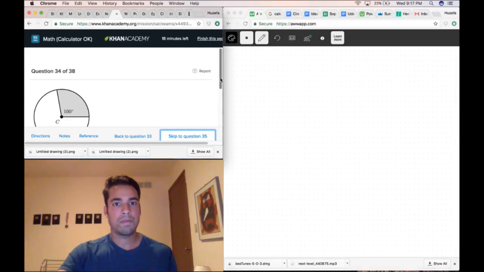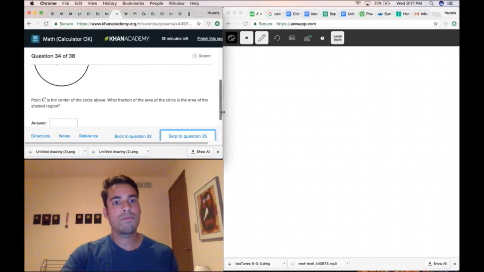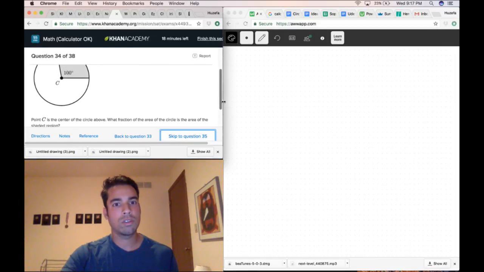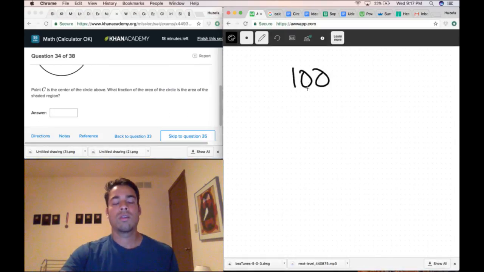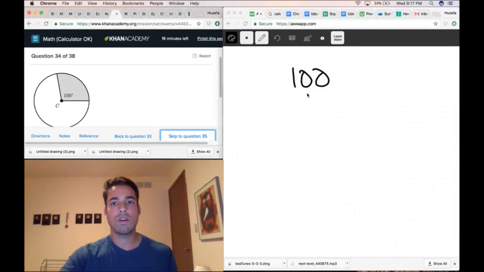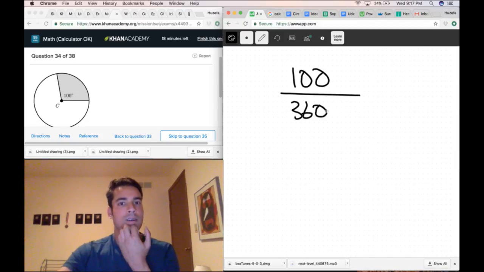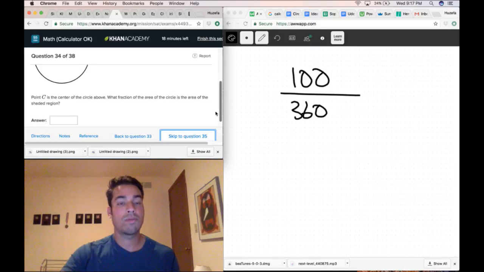Okay, let's see this guy. 100 degrees. Point C is the center of the circle above. What fraction of the area of the circle is the area of the shaded region? So all we got to do is just realize that it's a sector, and we know the percentage based on that angle. Over, what's the part over the whole? The whole is 360 if you go all the way around. And they said percentage, right? Let me see. Oh, fraction.